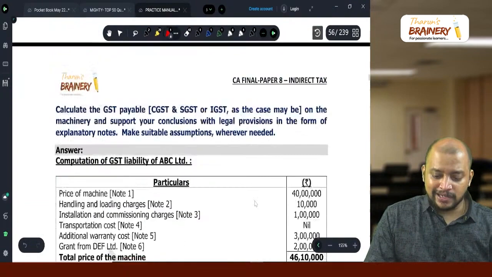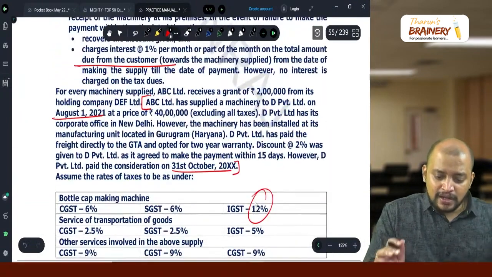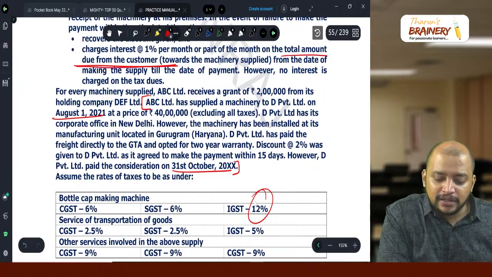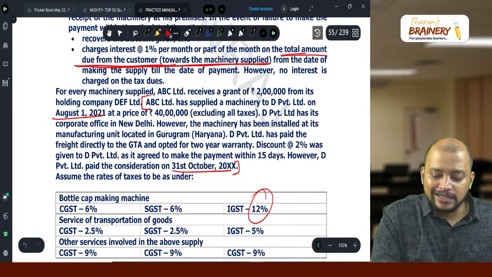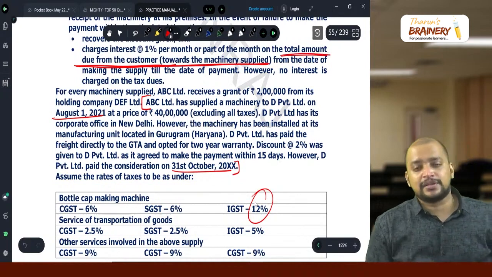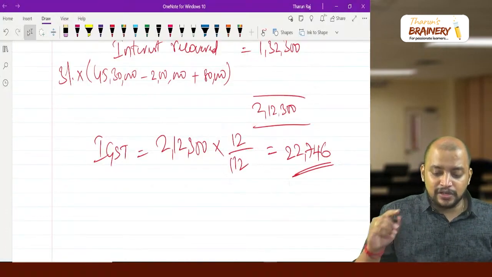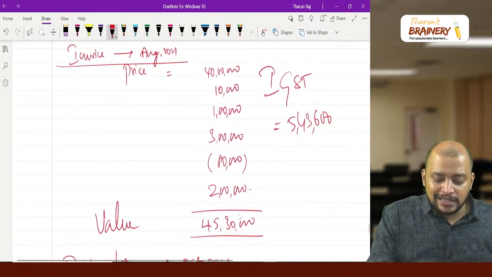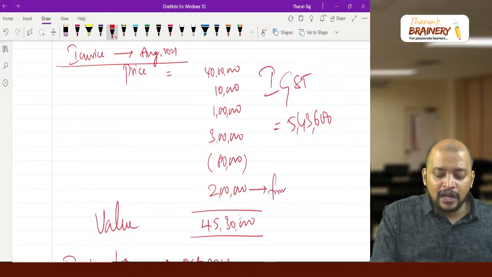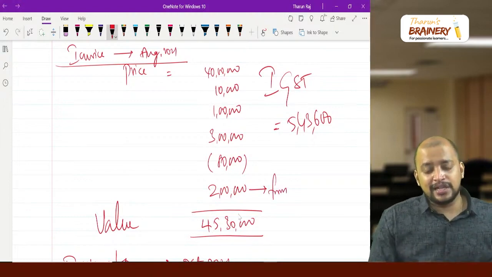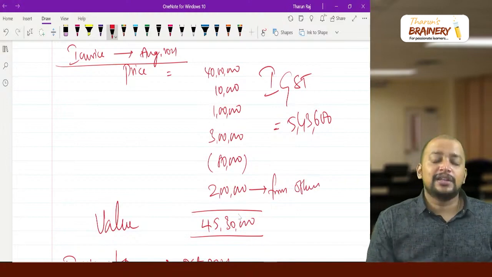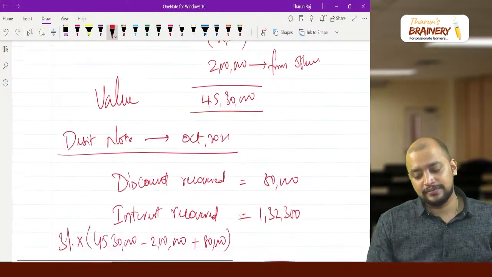Because see the question. The interest is computed on the total amount due from the customer. What is the total amount due from the customer? Actually, 45,30,000 is not due from the customer. In that, this 2 lakhs is from the holding company, correct? So that is not due from the customer. That's why we are taking out 2 lakhs.